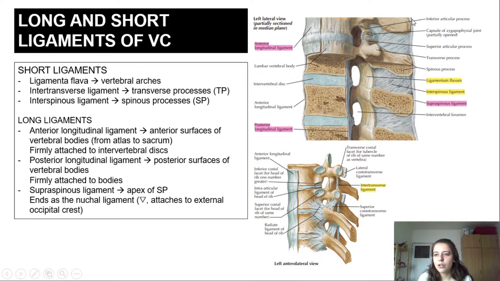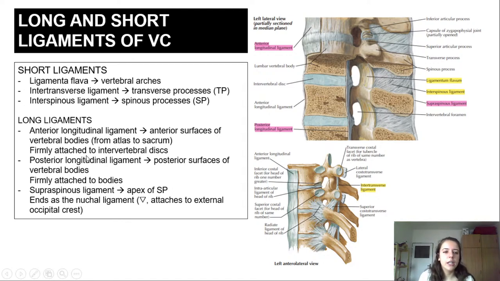Is this one, right? Do not confuse it with this one. Okay, it's this one. Then the long ligaments. Let's start with the last one, the supraspinous ligament, which is this one that joins the apex of the spinous processes. At the superior part of the vertebral column, it ends as the nuchal ligament, or the nuchal membrane, which is important for some trapezius origins, I think. That's the supraspinous ligament, which joins the apex.